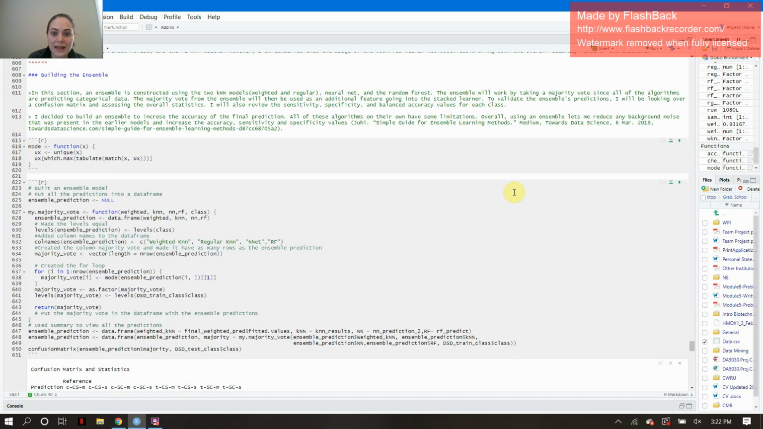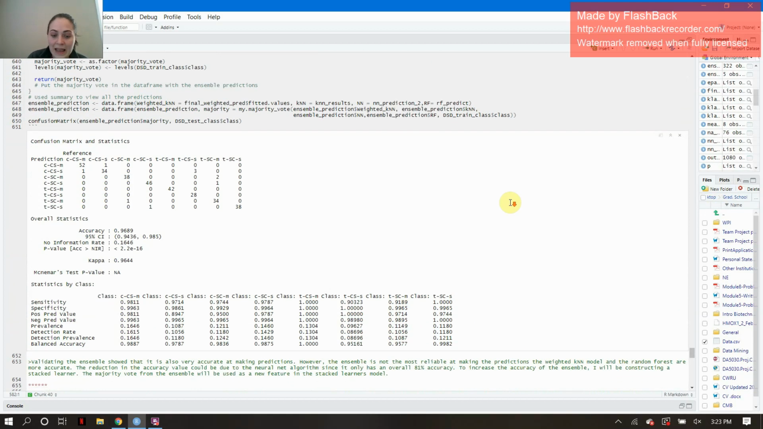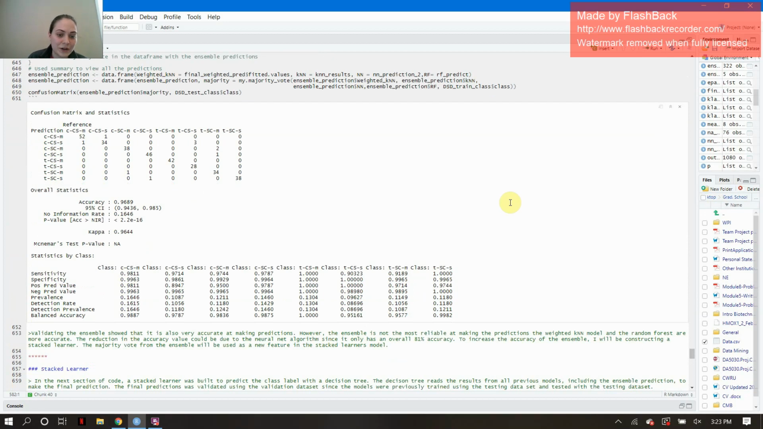I ended up putting in 2 KNN models, the Gaussian and regular, the neural net, the modified version of it, and the random forest, just because the regression tree did so poorly. The ensemble works by taking a majority vote. It has a 96% accuracy. And as you can see, on some occasions, under sensitivity and specificity, it does well, meaning it gets all of those values 100% correct all the time.